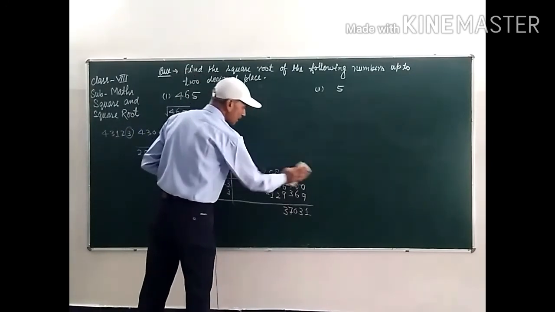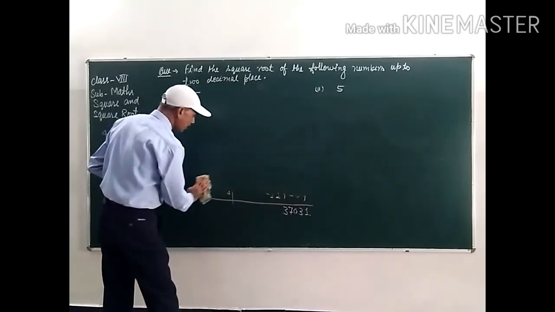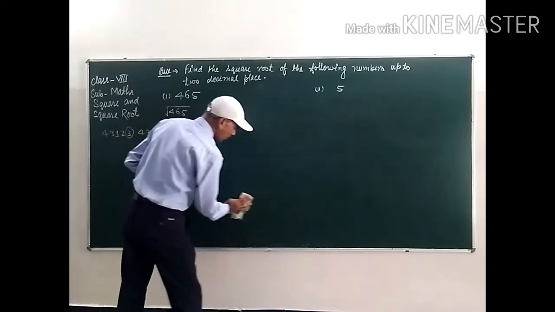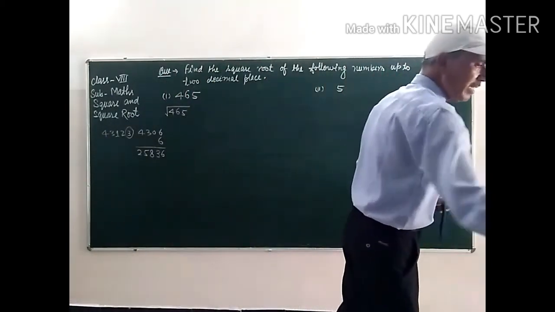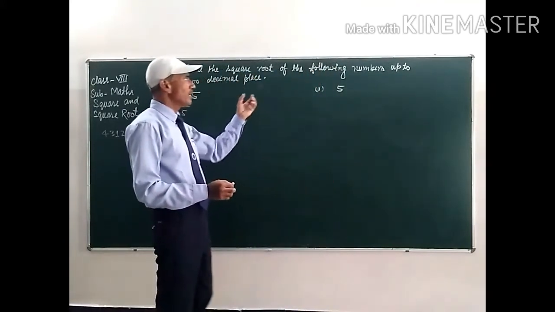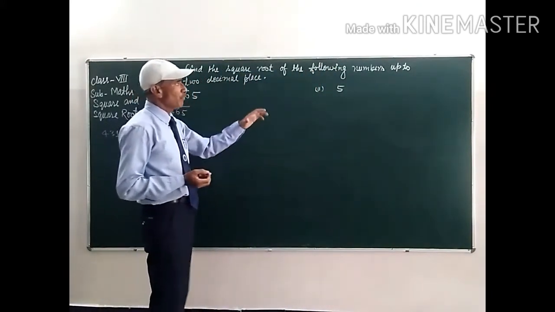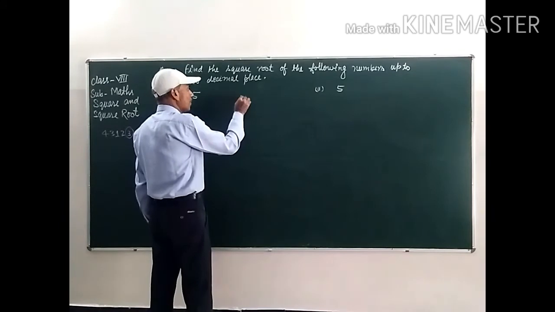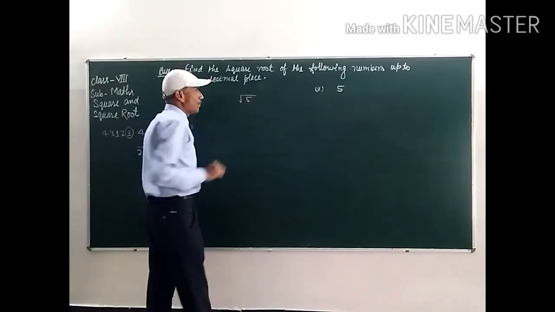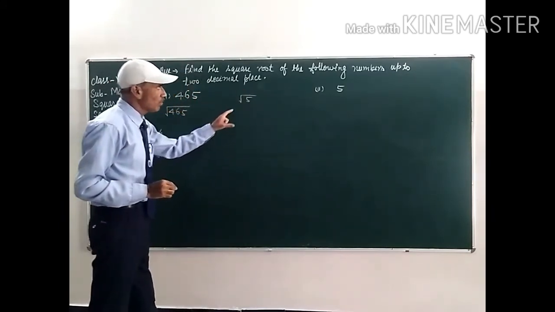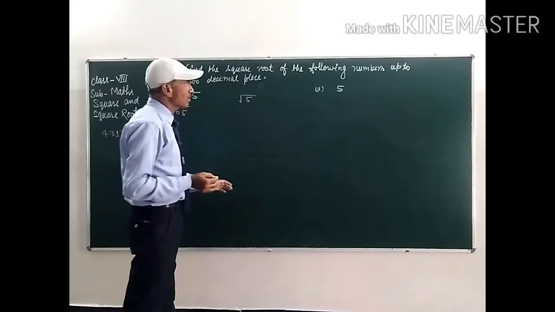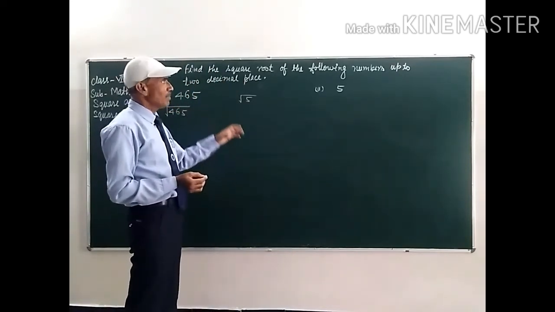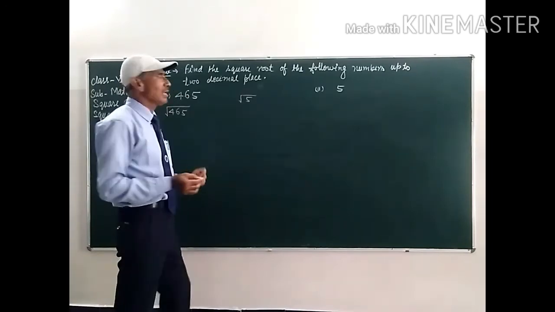5 is not a perfect square, students, and you are going to find out the square root of this number up to 2 places of decimal, that is 5. You are going to find out the square root of 5. So with the same process, use the division method to find the square root of any number.